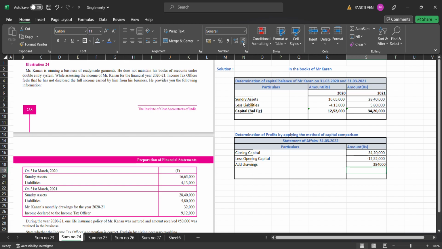Okay. And anything else? Life insurance policy of Mr. Karan was matured and amount received 50,000 was retained in the business. So 50,000 is retained in the business. So that's my additional capital that I'm bringing. So additional capital or fresh capital, you can use any word. So 50,000. So if I add this, I'm getting 25 lakh 2,000.